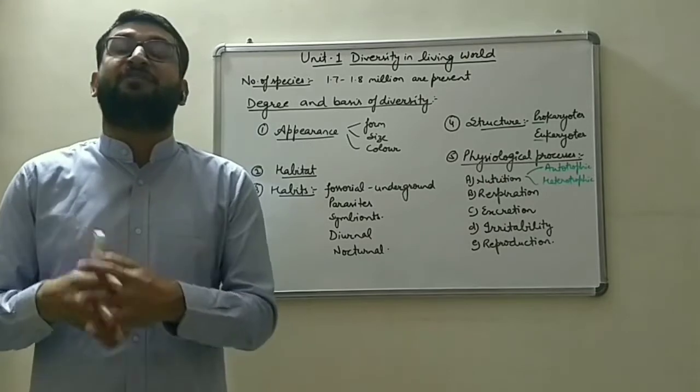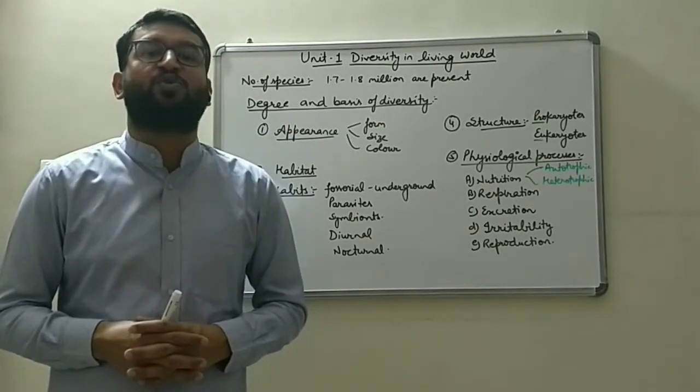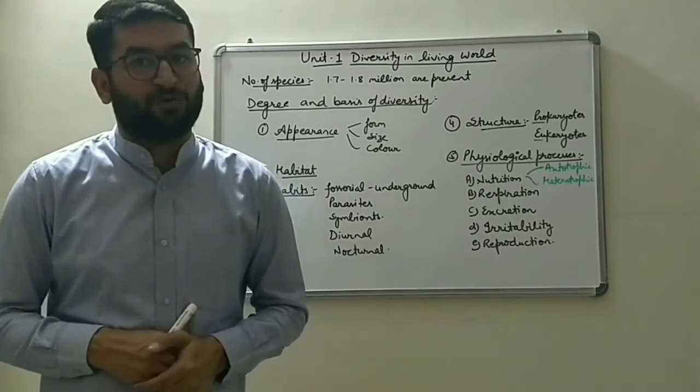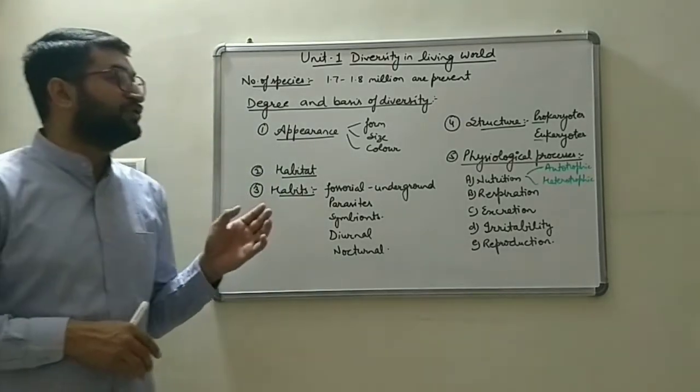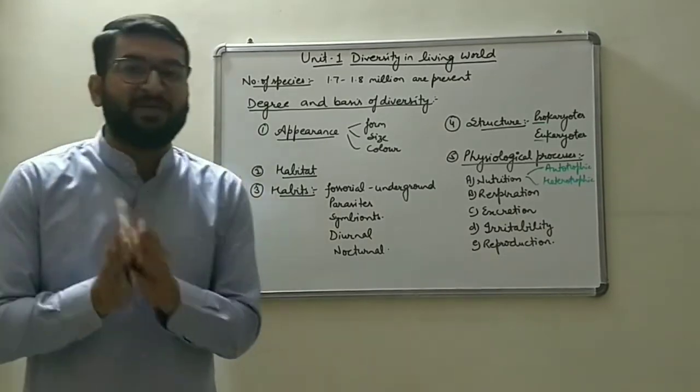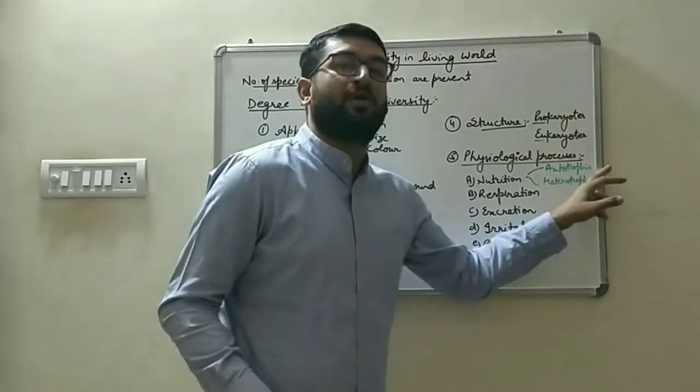The mode of nutrition in which an organism can synthesize its own food with the help of light energy is known as photoautotrophic, and the mode of nutrition in which an organism can synthesize its own food with the help of chemicals is known as chemoautotrophic.